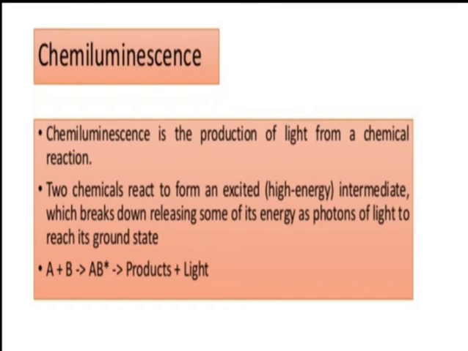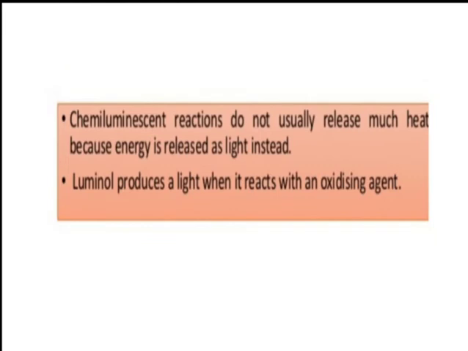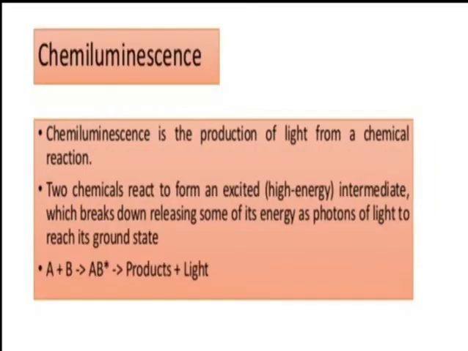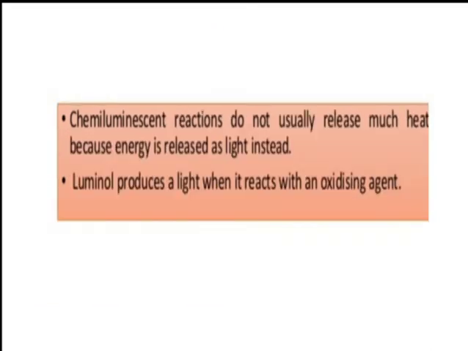Suppose initially there are two reactants A plus B, it gives AB star. AB star is the intermediate which is present in the excited state. When it comes to the ground state, there is a formation of product and some amount of light is emitted. Chemiluminescent reactions do not usually release much heat because energy is released as light instead. An example of a chemiluminescence reaction is luminol. Luminol produces light when it reacts with an oxidizing agent.